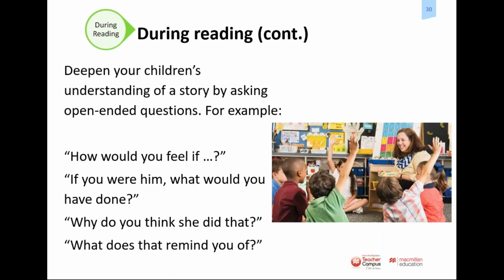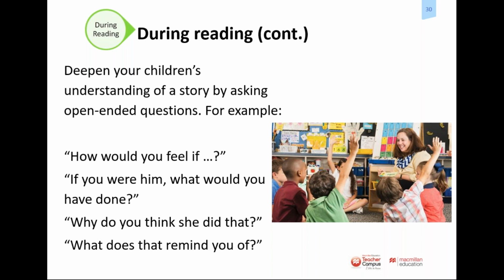Deepen your children's understanding of a story. And how do we do that? We ask open ended questions. What is an open ended question? It's not something like, do you like the story? Yes. Is the boy big or small? Small. But you only have a yes or a no or a one-word answer.